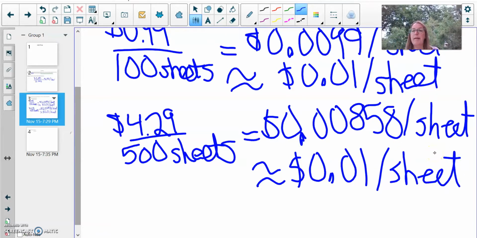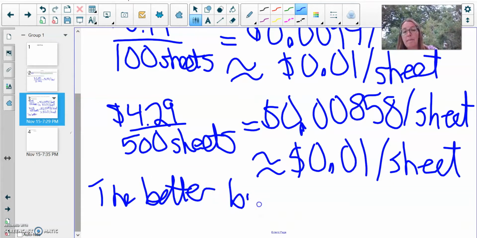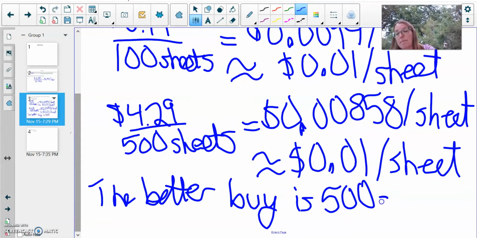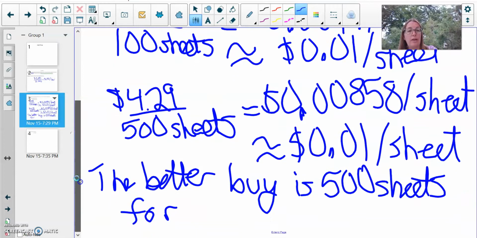So because they both rounded to the same amount, we have to look at the values before rounding to figure out which is the better deal. And the one with the lower unit price before rounding is the 500 sheets for $4.29. So the better deal, or the better buy, is 500 sheets for $4.29.